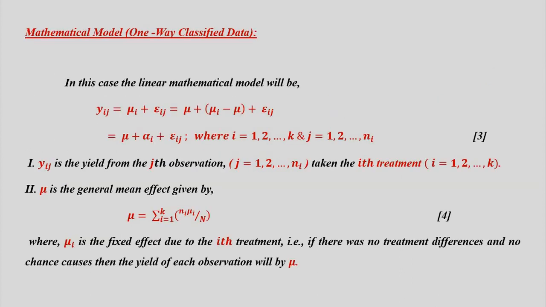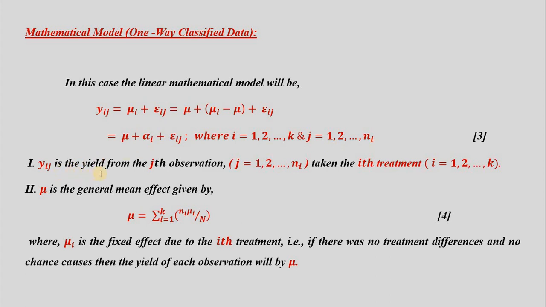Now, the mathematical model for one-way classified data. In this case, the linear mathematical model will be Yij is equal to mu i plus epsilon ij. Again, it can be arranged like this: mu plus mu i minus mu plus epsilon ij. So here it is equal to mu plus alpha i plus epsilon ij, where i takes the values 1, 2, 3 up to k, and j takes the values 1, 2, 3 up to ni.